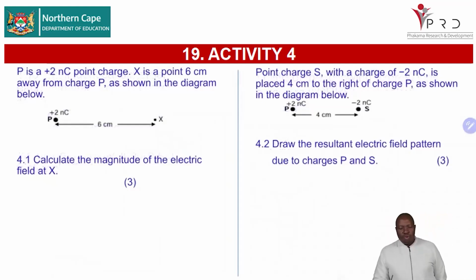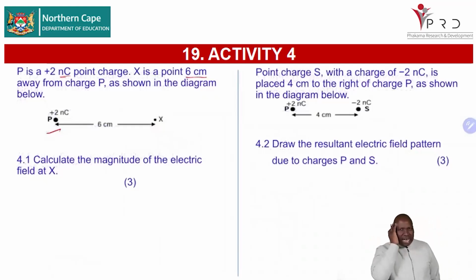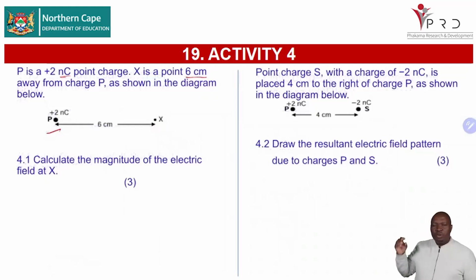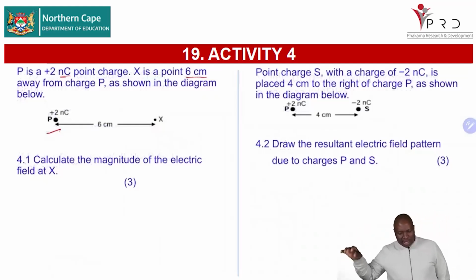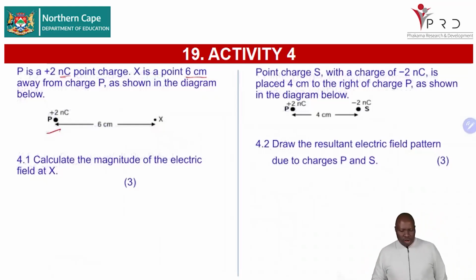Now, P is a 2 nanocoulomb point charge. So given this one is 2 nanocoulomb, at 6 centimeters. It's important to use the correct SI unit. Don't forget that, because that's where we catch you: what is the meaning of nanocoulomb? What is the meaning of microcoulomb? What is the meaning of picocoulomb? So always have that, because when you're doing a calculation, you will convert to the relevant, correct SI unit. So when you say nanocoulomb, we must be able to convert to the coulombs that we need.